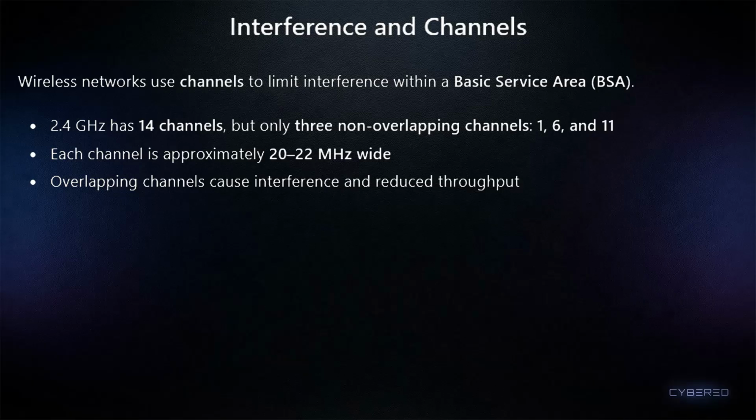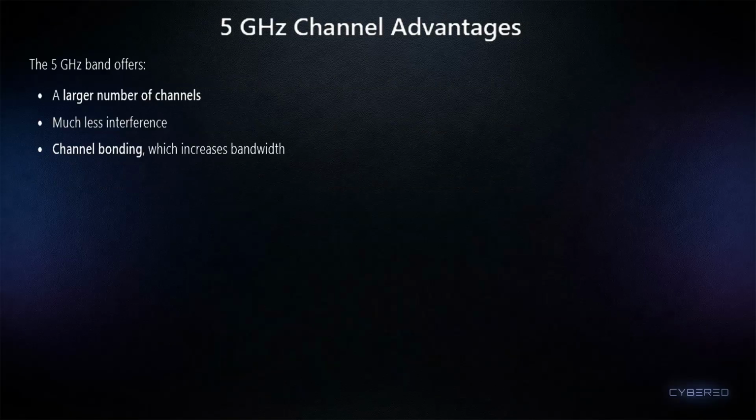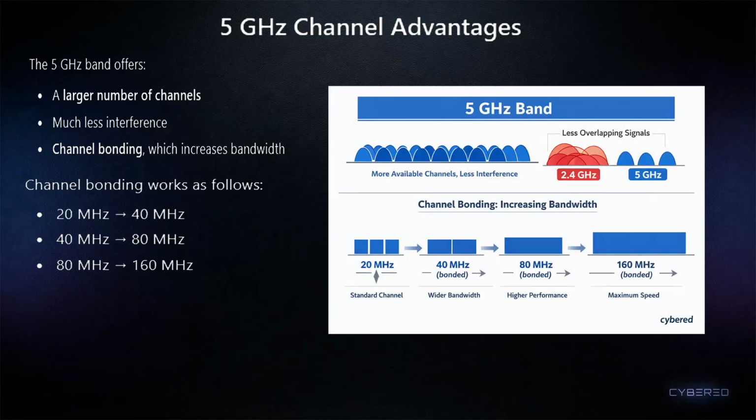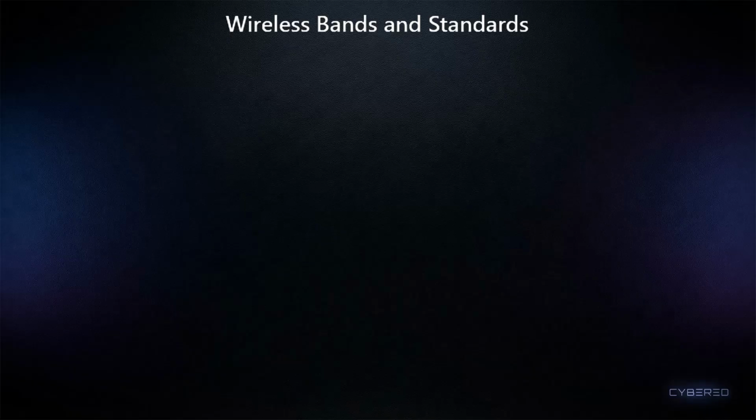2.4 GHz has 14 channels, but only 3 non-overlapping channels, 1, 6, and 11. Each channel is approximately 20 to 22 MHz wide, and overlapping channels cause interference and reduced throughput. The 5 GHz band offers a large number of channels, much less interference, and channel bonding, which increases bandwidth. Channel bonding works as follows. This allows significantly higher throughput, making 5 GHz the preferred choice for enterprise networks with many wireless clients. Minimize channel overlap between APs while allowing slight signal overlap to prevent dead zones.